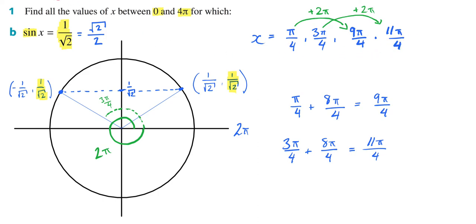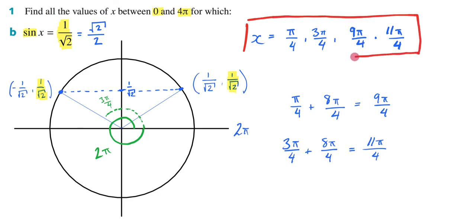And these are my answers. So I could just clean this up at the very end. These will be my answers. So x is going to be pi on 4, 3 pi on 4, 9 pi on 4, and 11 pi on 4 in order to get this y value out here. So hopefully this has been helpful to you.